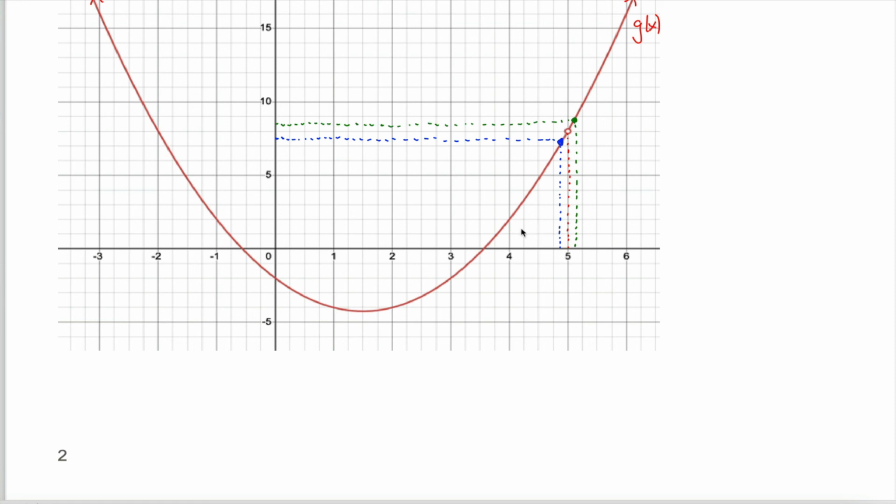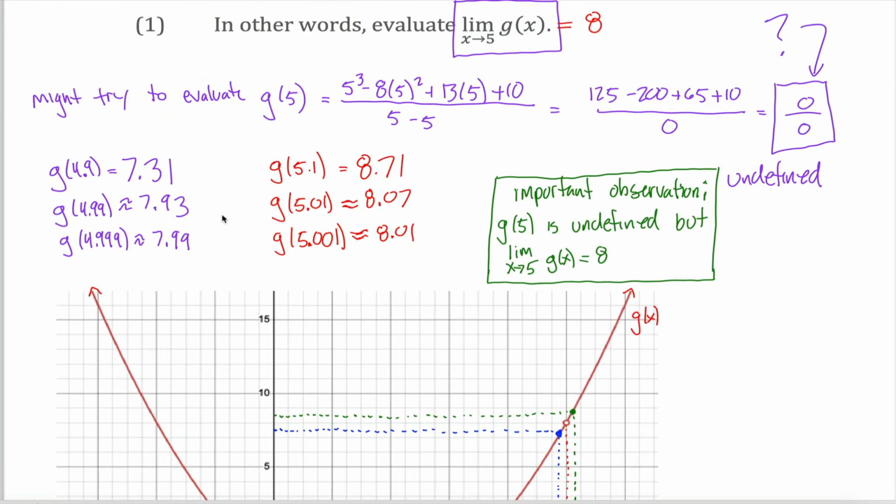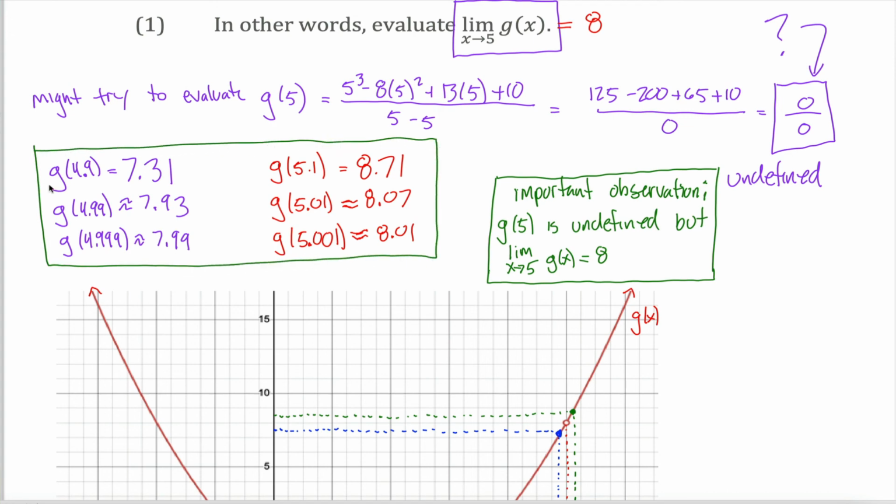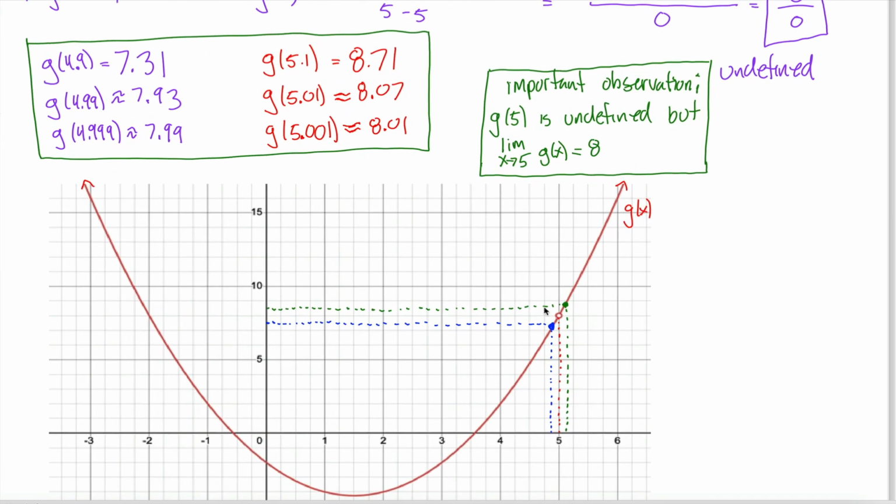And even if it leaves you feeling a little bit uncomfortable being able to sort of guess that the limit as x approaches 5 of this function g of x equals 8 based upon these values, at this point in the class, that's kind of the best we can do to evaluate this limit because we can't just go plugging in 5, because g of 5 is undefined. And you're like, I guess.